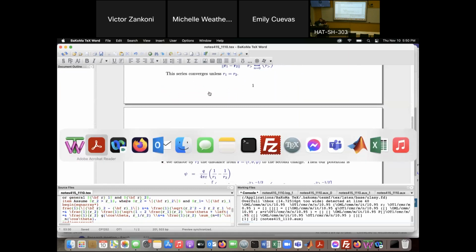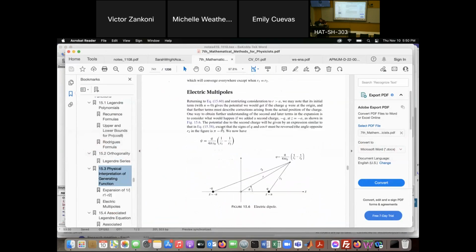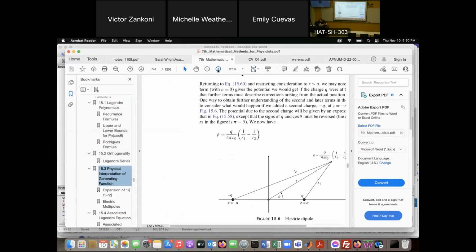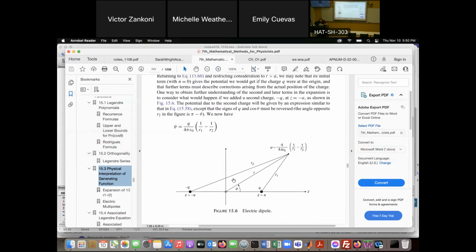Now, let's look at a different situation. Now we have two charges, one placed at 0, 0, A, the other at 0, 0, minus A. The charges are opposite, so Q here and minus Q here. That is referred to as an electric dipole, the two charges.